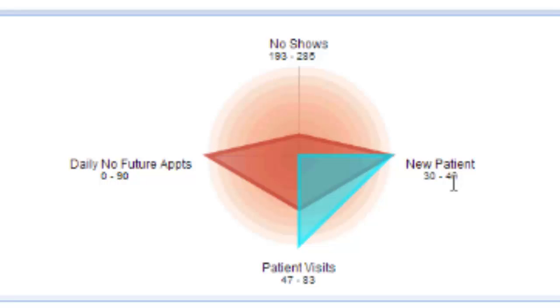And the last metric we have over here is our daily no future appointments. This is looking at the past 24 hours for the patients who you saw, who came into your office, but left without making a future appointment. And of course, that's indicating how many you get each day.